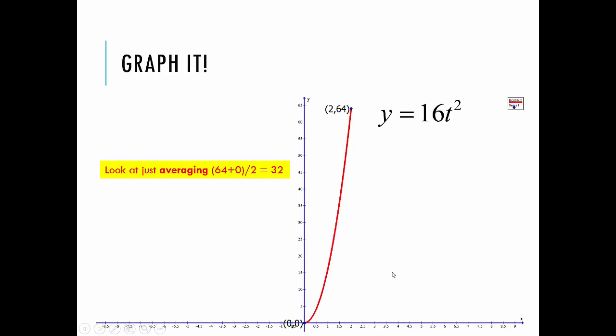I went ahead and graphed this because I can see that I'm just averaging. My numerator is the change in my y, so it goes from 0 to 64. And my denominator is the change in x, which is going from 0 to 2. And as you see, I get 32 feet per second.